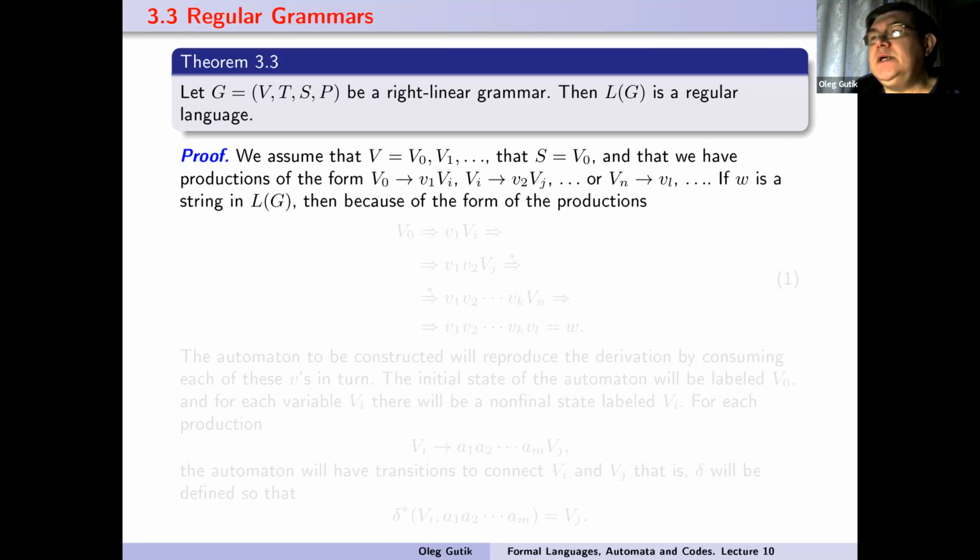If w is a string of L(G), the language which is generated by the grammar G, then because of the form of the productions, V0 derives v1Vi, which derives v1v2Vj, and derives star v1v2 and so on vk Vn, which derives v1v2 and so on vk vl, which is equal to w.